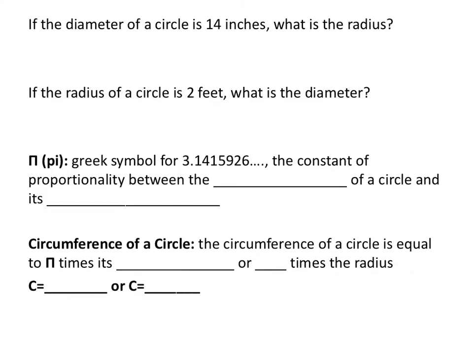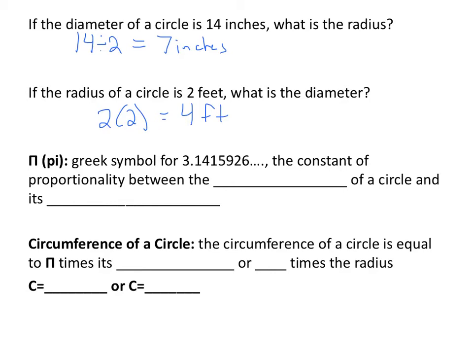So we can use our information about diameters and radiuses to help us with circles. If the diameter of a circle is 14 inches, what's the radius? So remember, a radius is half the diameter. So I'm just going to take 14 and divide it by 2, which gives us 7 inches. Okay? So if the radius of a circle is 2 feet, what's the diameter? Well, the diameter is 2 times the radius. So we're going to have 2 times 2, which would be 4 feet.